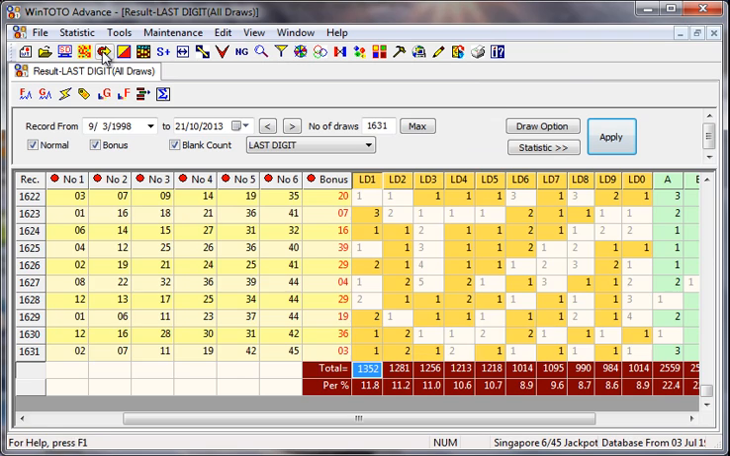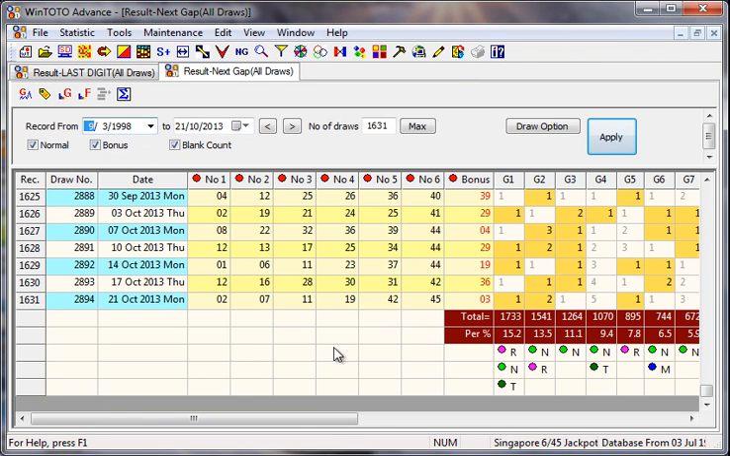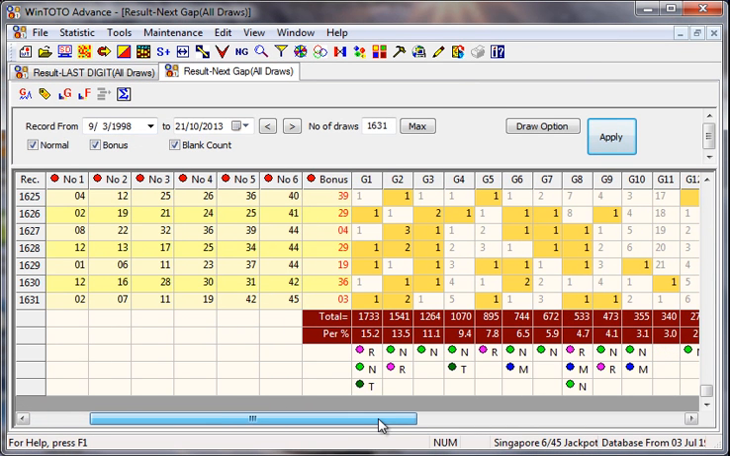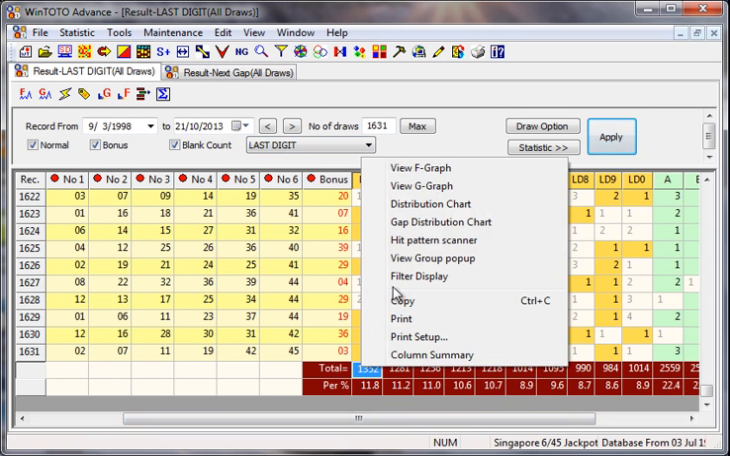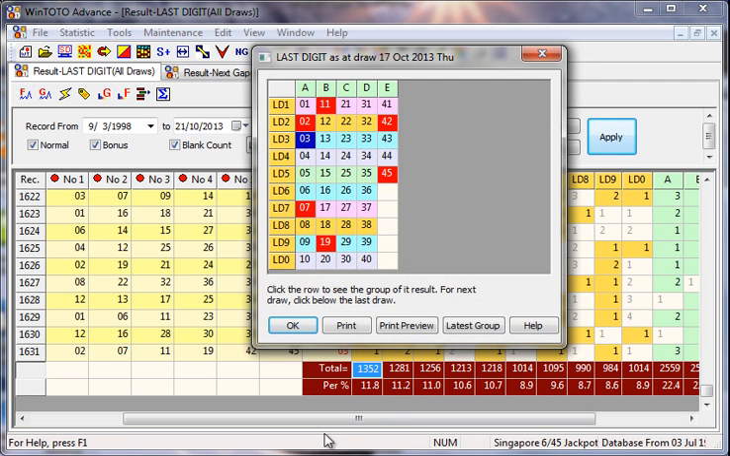Now let's take a look at the NG. So, is it true that recently a lot of numbers come from repeat? Now, as you can see, okay, let's go back to LD first, sorry. Let me explain a little bit in Mandarin because I do have Mandarin viewers. Okay, sorry.